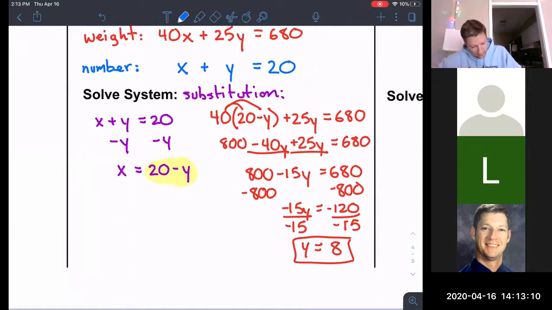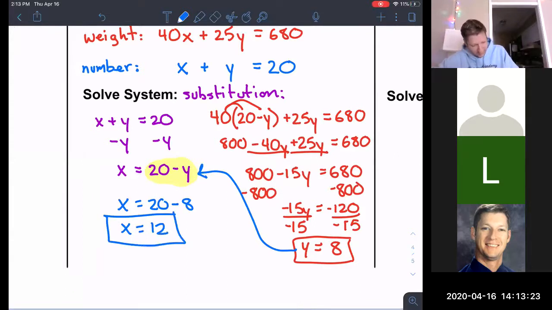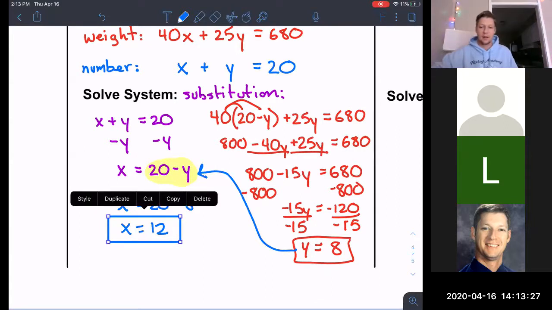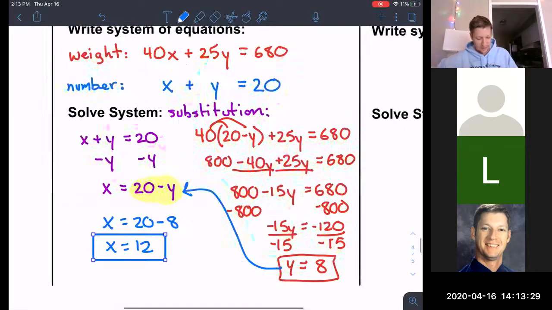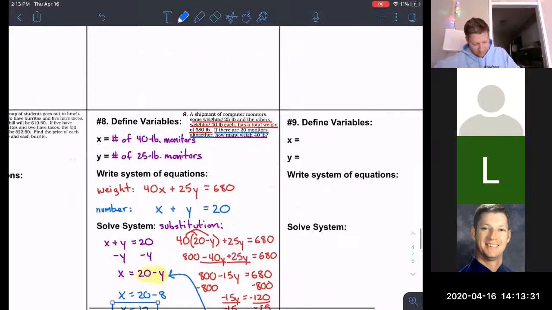So obviously what we would do is take that, plug it in here, and we would say x equals 20 minus y, which is now 8. So we get x equals 12. But you really don't even have to show that work because that's pretty elementary. Once you get one of the answers, especially in a case like this, you can just figure out what the other one is.